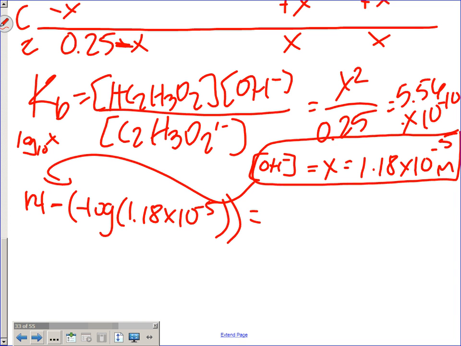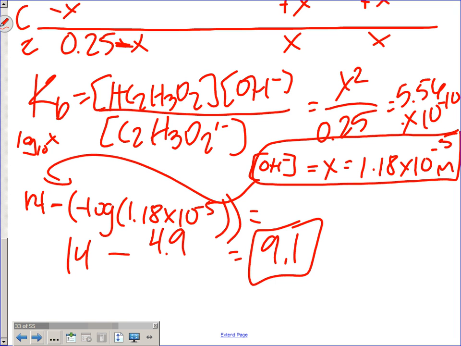4.8? 4.9, okay. So that's 4.9-ish. 14 minus 4.9 is 9.1. Is that a good weak base? Yes, it's a weak, well, actually, no, it's not even weaker. I made up the concentration of 0.25, but it's a weak conjugate base from the ion of the salt.